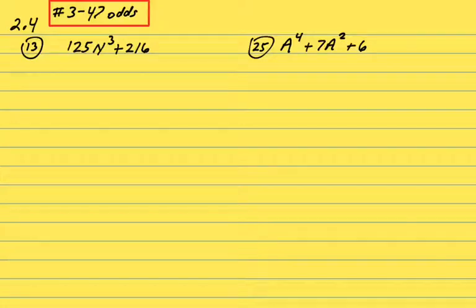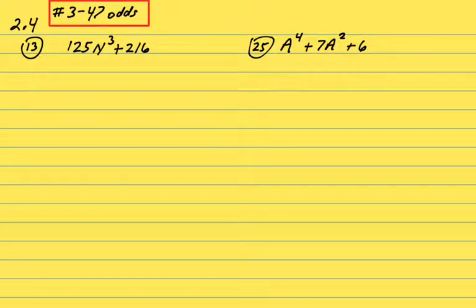Okay, I'm going to work some of the problems from your homework on Algebra 2 Honors 2.4, numbers 3 to 47 odds. Here are some of the ones that were asked. The first one is the sum of two cubes. To do the sum of two cubes, you need to know the formula for that.